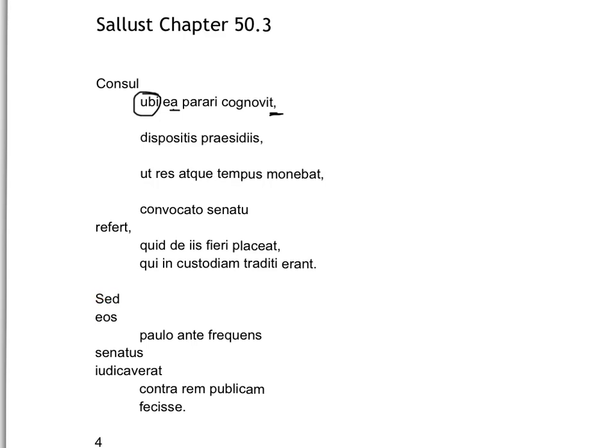Said, eos palo ante frequens, senatus judicaverat contra rem publicam fecisse. Okay, we've got an accusative here. This is the subject. This is the verb. So the Senate had judged that those guys had done this infinitive against the Republic.